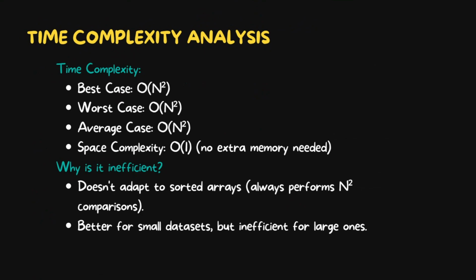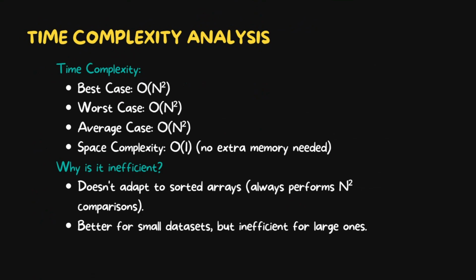Now, let's analyze how efficient selection sort is. The time complexity: best case is O(n²), worst case is O(n²), and average case is also O(n²). The space complexity is O(1). It doesn't use extra memory.